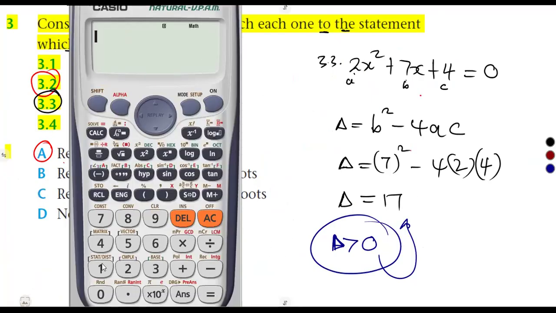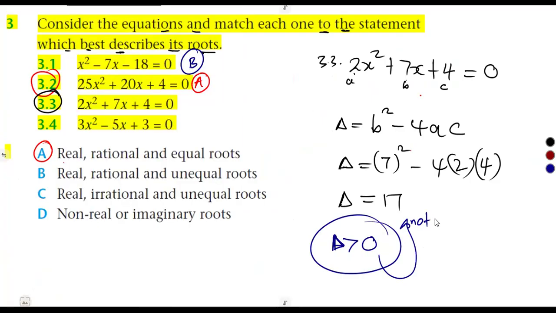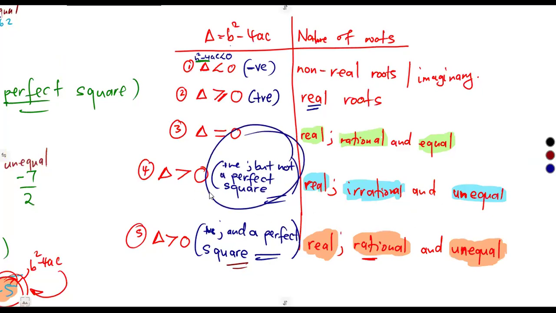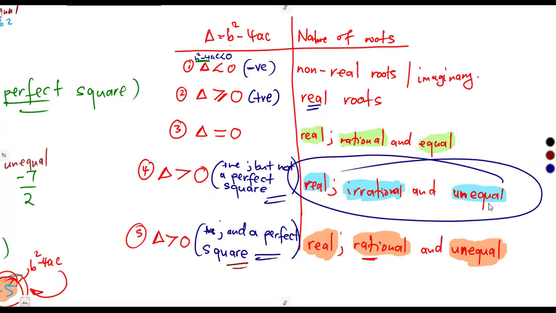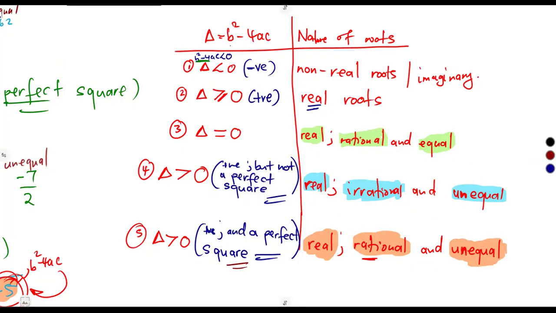What is the square root of 17? Look into your calculator and see what's going to happen. We cannot simplify it. That's an endless decimal. Meaning to say, that's not a perfect square. So this number is not a perfect square. Yes, it is greater than 0, but not a perfect square. So meaning to say it is going to best suit these solutions: real, irrational, unequal.